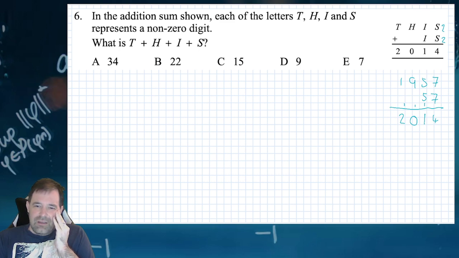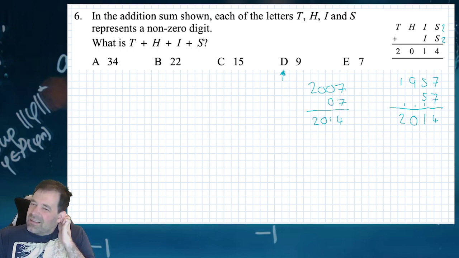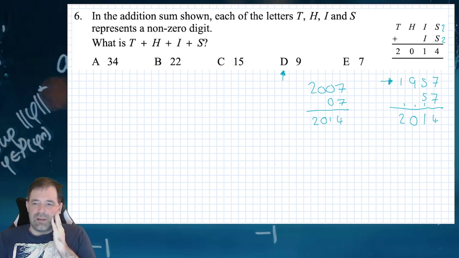In theory, you could have 2007 plus 7. That works as well, doesn't it? 2014. So in theory, they don't say they're different. It says each of the letters T, H, I, and S represents a non-zero digit. Why does it have to be different? My guess is it is, and because these are different, I'm going to go with that as my answer. We do know S has to be 7, but the other 3 are up in the air depending on whether you can have repeats or not. But that gets us 22 if we add them together, and that's an option, so I'm going to go with that. My second option would be D.